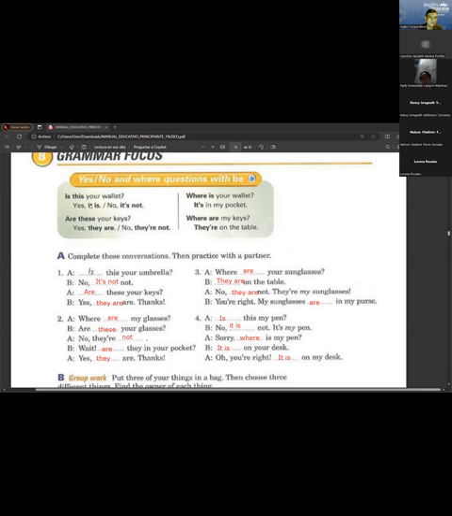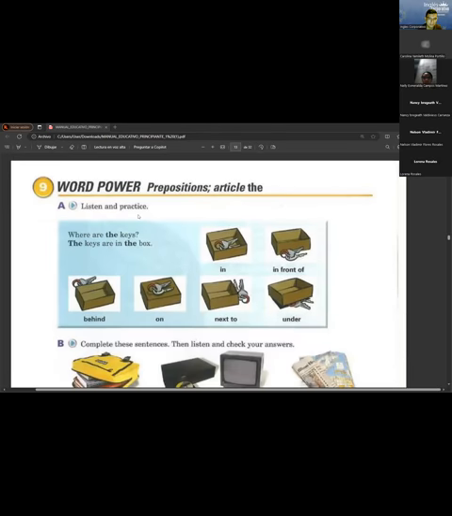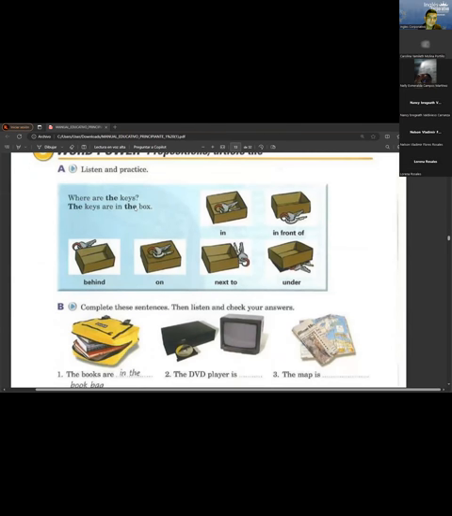Ok, vamos a continuar siempre en grammar focus. Prepositions. Ok, aquí está otro determinante. Ya vimos a y an, y ahora vamos a ver el uso de the. Por ejemplo, las o los. ¿Dónde están las llaves? Where are the keys? The keys are in the box.